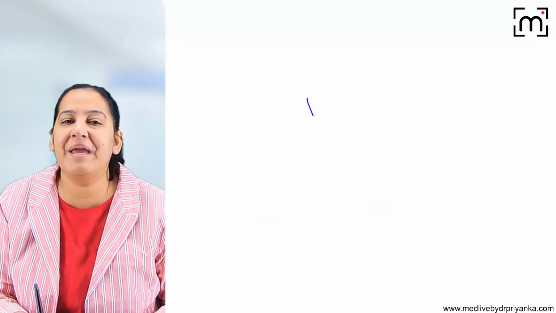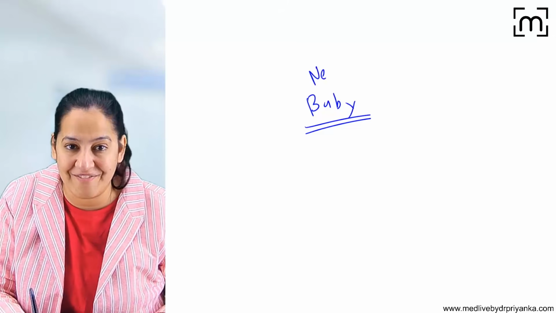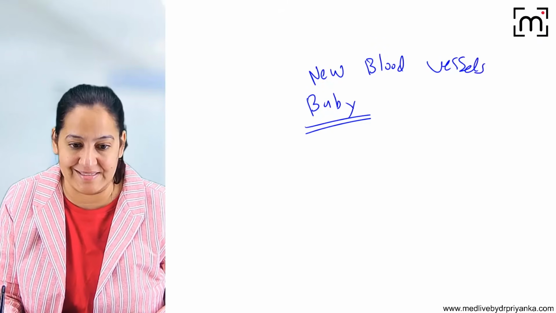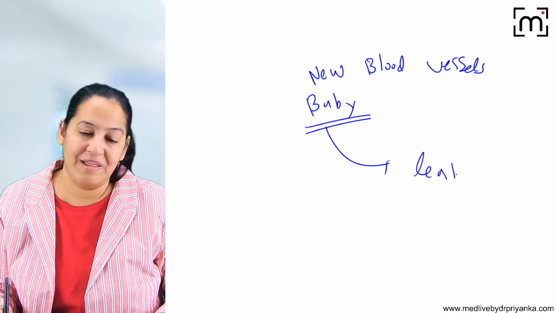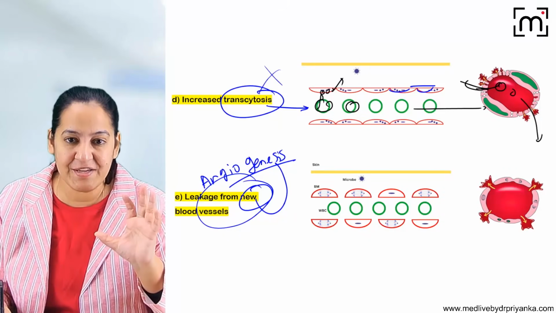And new blood vessels are the baby vessels. You know, baby, kid, small baby vessels. The new blood vessels are the baby vessels. So they are already leaky. There is no need to create gaps in them. They are already leaky. So can you see the fifth diagram? Can you see what is shown?